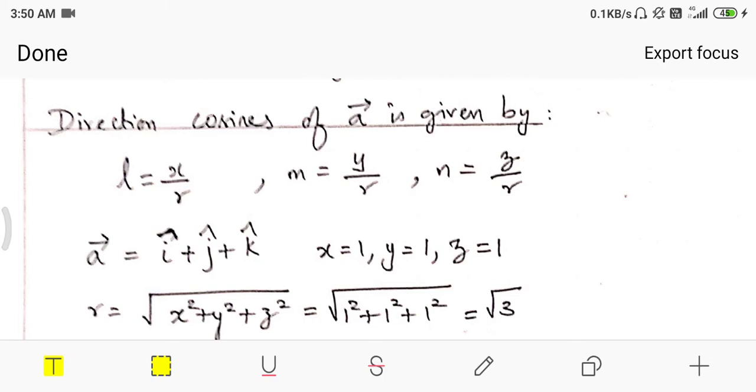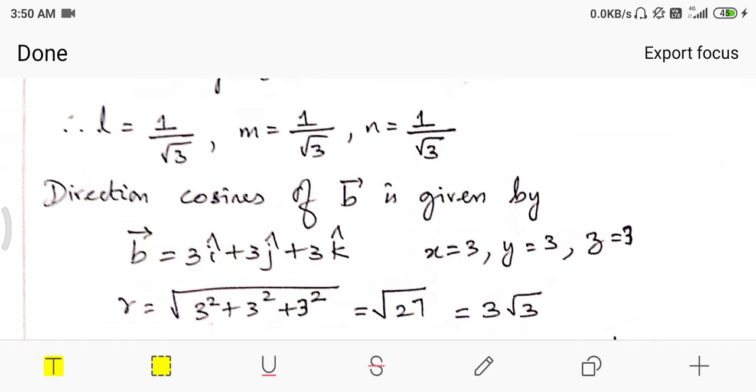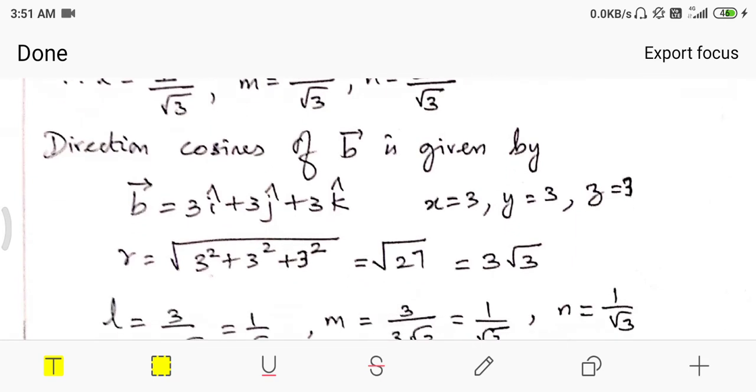Next is finding out the coefficients. l equal to x by r, so 1 by root 3. m is equal to y by r, 1 by root 3. n equal to z by r, 1 by root 3. So we can see that l, m and n have equal values, which means the direction cosines are same. So a and b are collinear.